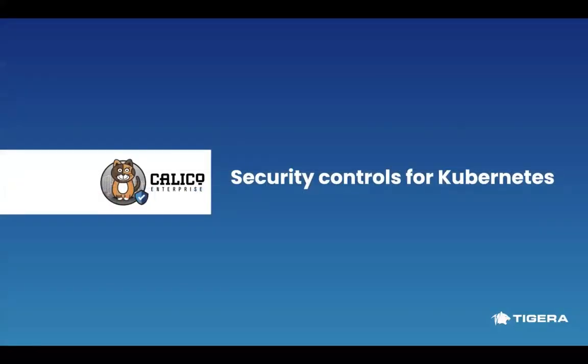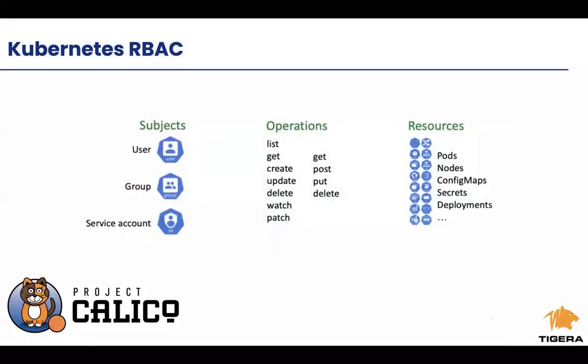So let's take a look at the security controls that are offered for Kubernetes in general. To start with, I want to go through basic RBAC, or role-based access controls, where we have three main areas that RBAC is based on. You have subjects comprised of users, groups, and service accounts, and operations that represent a list of operations that can be done to resources, such as pods, nodes, and so forth.